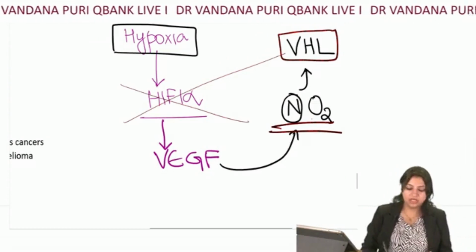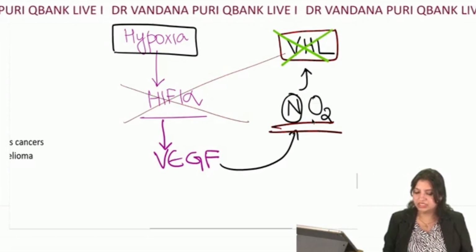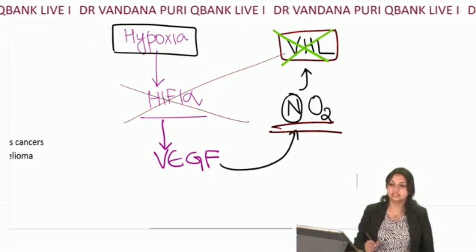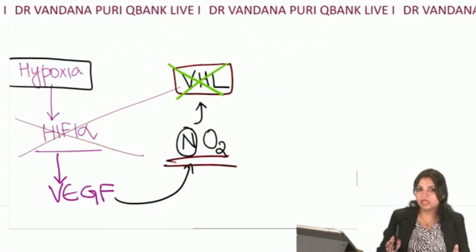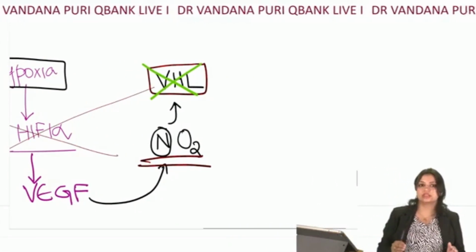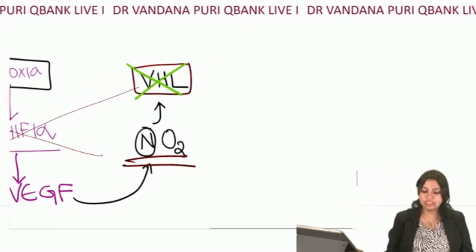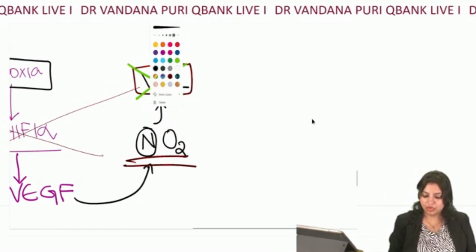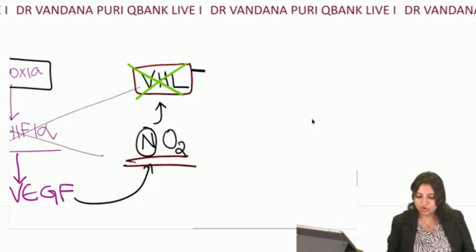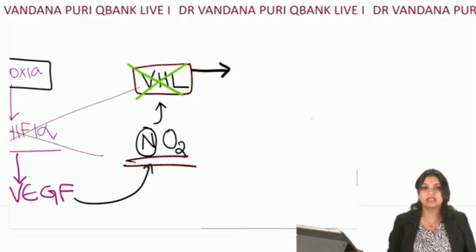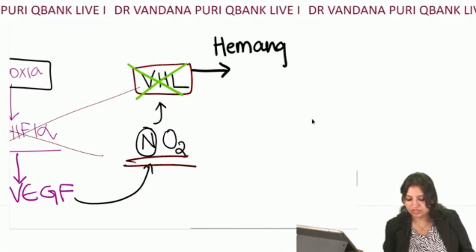So that's VHL. Now suppose VHL gets deleted, then what will happen? Obviously, there will be nobody to control angiogenesis now. So there will be a lot of angiogenesis going on. So this will promote the development of lots and lots of cancers. The most common cancer to occur by deletion of VHL is hemangioblastoma.